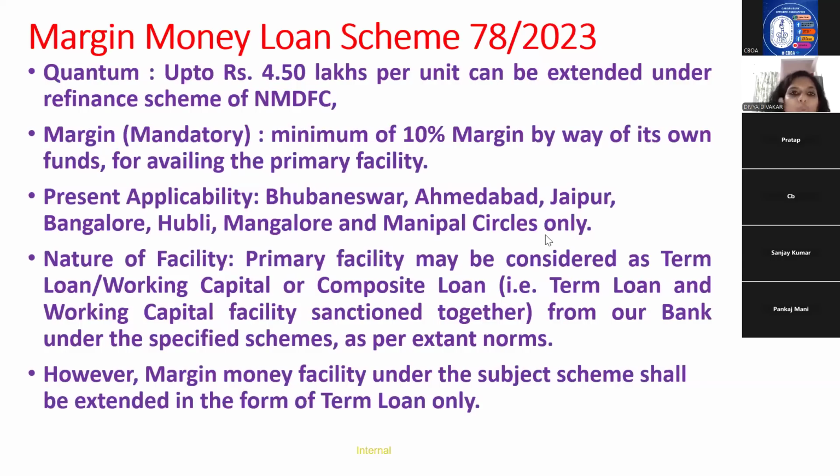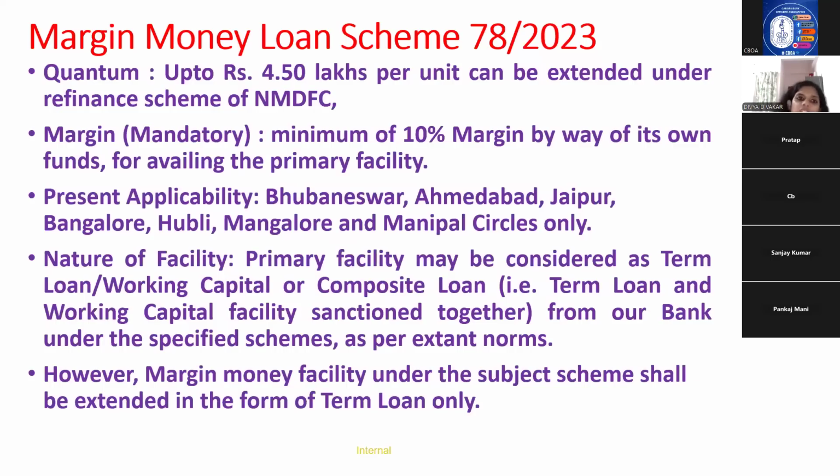So quantum up to 4.5 lakhs per unit can be extended under the refinance scheme of NMDFC. Margin mandatorily has to be minimum 10% by way of its own funds. Present applicability: Bhubaneswar, Ahmedabad, Jaipur, Bangalore, Hubli, Manipal circles only. The primary facility may be considered as term loan or working capital or even composite loan from our bank under the specified schemes. However, this margin money facility under the subject scheme shall be extended in the form of term loan only.